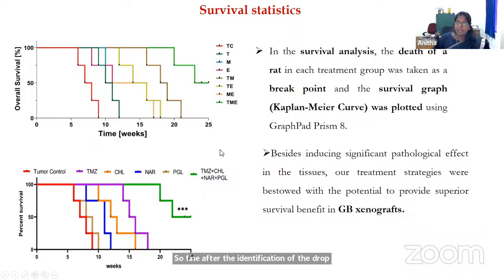So after identification of the drug crossing the barrier, we wanted to check how far the drug is actually making the animal survive, because that is the ultimate point for a drug to come to the market. So we did a survival analysis, plotted as a survival graph with the help of a Kaplan-Meier curve. Here, each point indicates the death of a rat in each treatment group, considered as a breakpoint. We found that our triple drug combination and the quadruple drug combination were bestowed with the potential to provide superior survival to the GB xenografts.